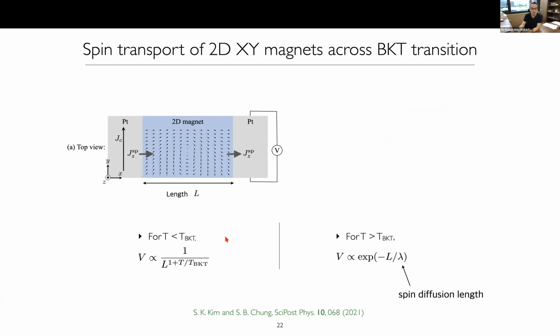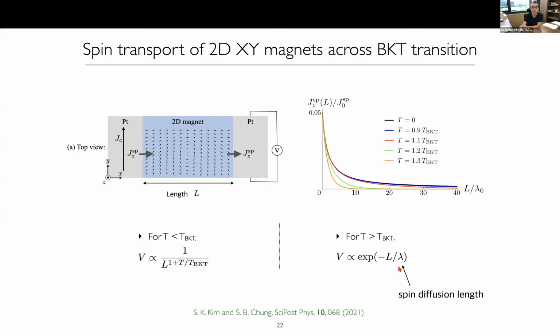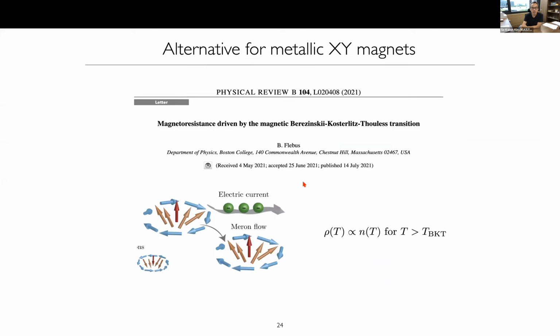So in a nutshell, when the temperature is below BKT, the inverse spin Hall voltage is given by a power law of the length of the two-dimensional magnet. When the temperature is above the BKT transition temperature, this inverse spin Hall voltage decays exponentially as the length increases. So there's a functional difference of the inverse spin Hall voltage as a function of the length of the magnet. That's how we can detect magnetic BKT transition. There was another proposal for metallic XY magnets: by measuring the resistivity change across the BKT transition temperature, one can observe magnetic BKT transition too.